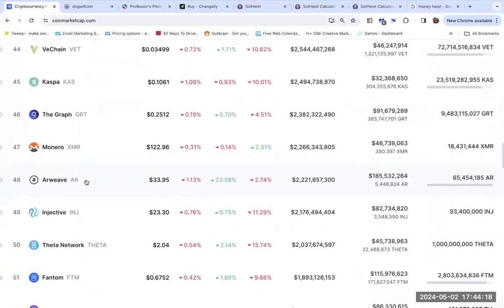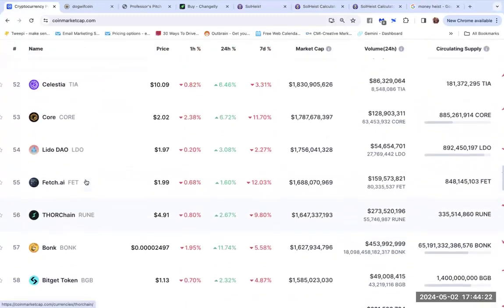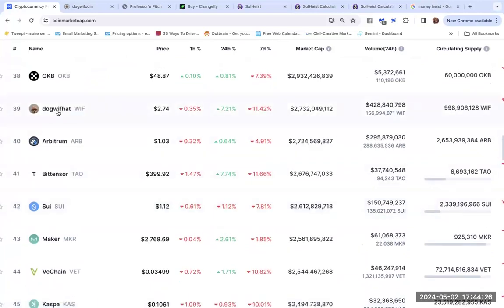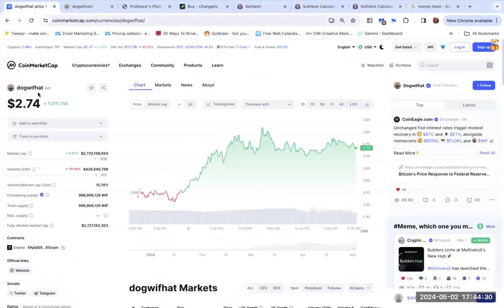What's a good one? Look at this one. Dog with hat. It's a dog with a hat. Okay, think about that for a second, guys. It literally is a dog with a hat. Hey, T, listen, what's the utility on it? Nothing. Hype. Purely speculative. Look at this.